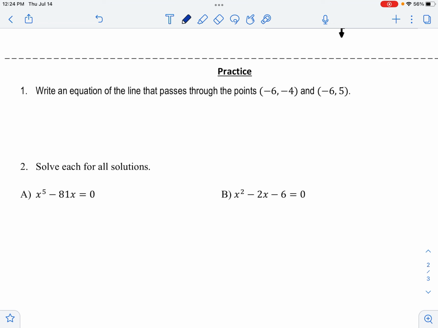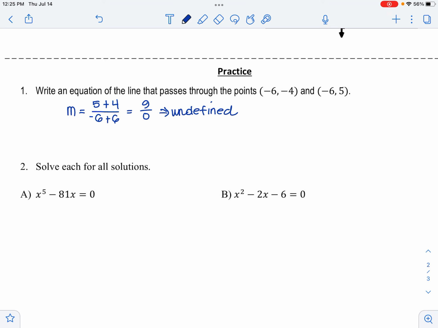Write an equation of a line that passes through these 2 points. So I need to find the slope. I'm going to do y2, which is 5, minus y1, which is a negative 4. So I'm going to change that to plus 4, over x2, which is negative 6, minus x1, which is a positive 6. So I have 9 over 0. I cannot divide by 0, so this is undefined. That means my slope is undefined, okay? So that means my line is undefined.